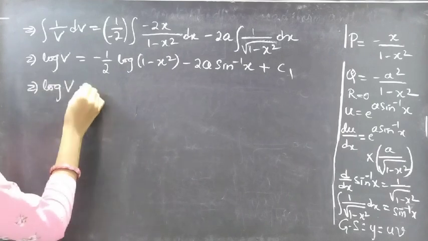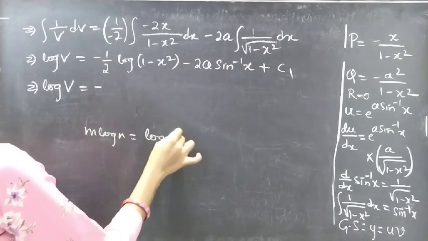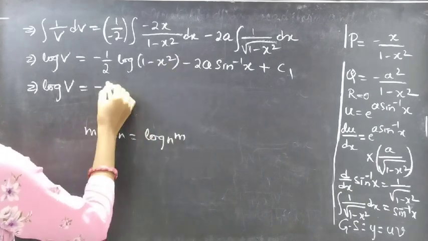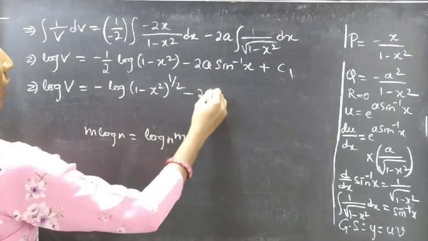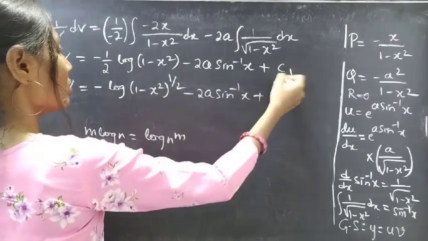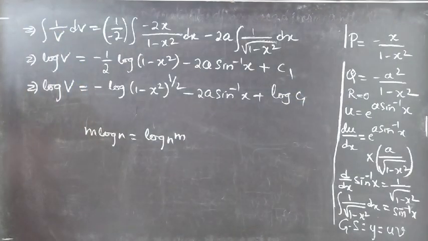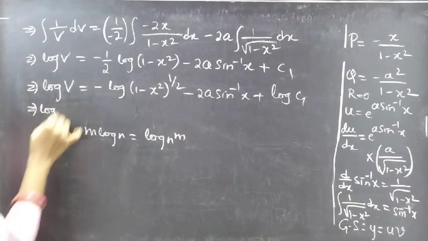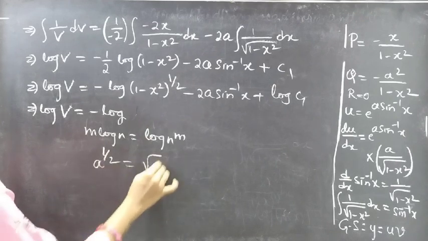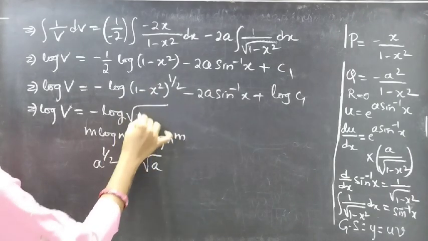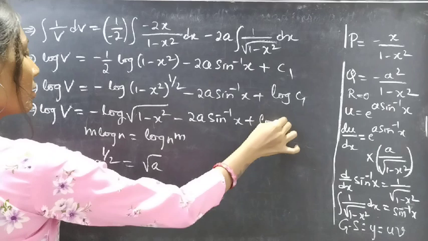Now the above equation becomes log V equal to minus, we know that m log n can be written as log n power m, so we can write 1 by 2 log 1 minus x square as log of 1 minus x square to the power 1 by 2, minus 2a sine inverse x plus, let's write this constant as log c1, which is also a constant. Then log V equal to minus log, we know that a power 1 by 2 equals square root of a, so we can write this as square root of 1 minus x square, minus 2a sine inverse x plus log c1.